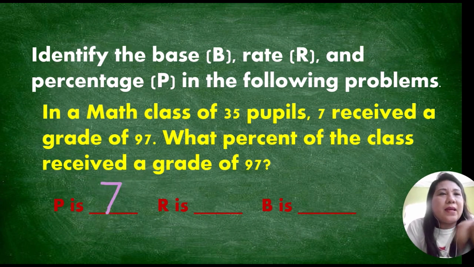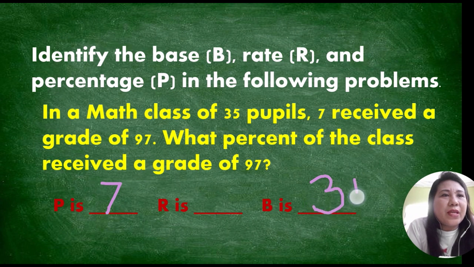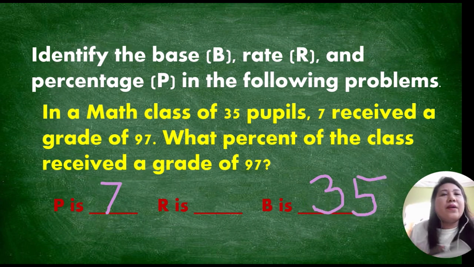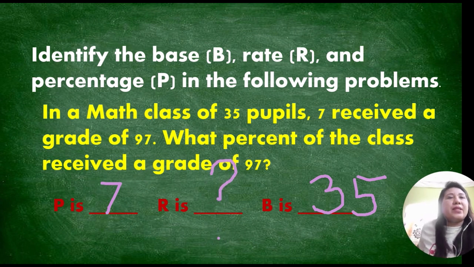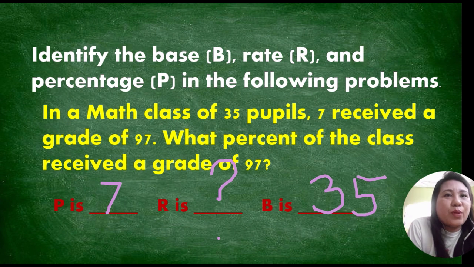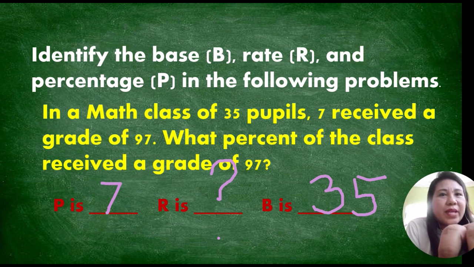So P is represented by 7. And B is your 35. So we are going to look for the rate. Why rate? If you notice in the problem itself, you cannot find any percent sign. Meaning to say that what is missing is your rate. Did you get it?